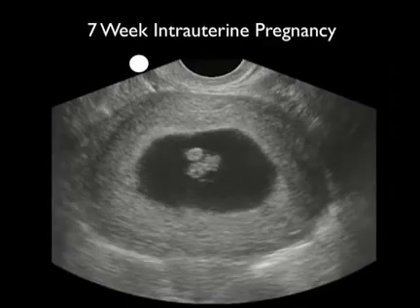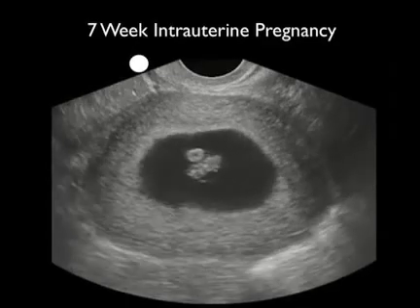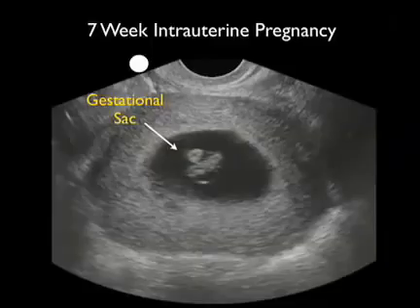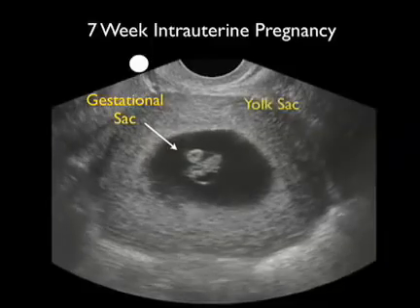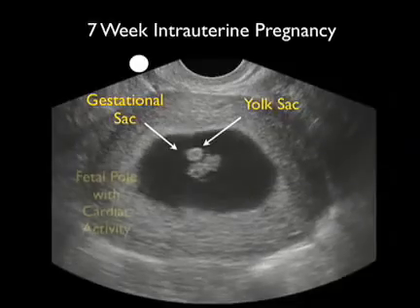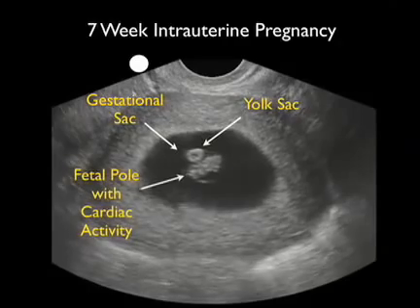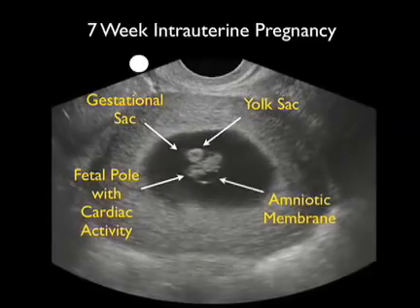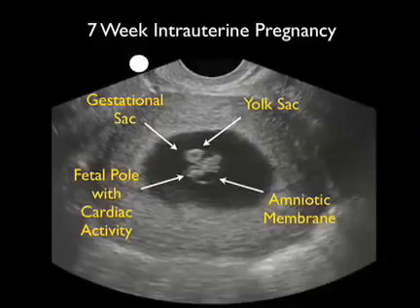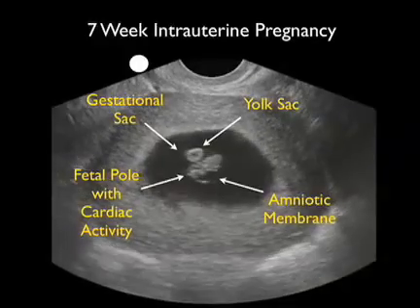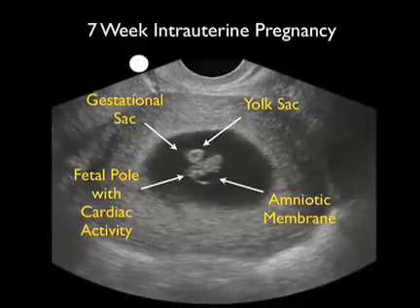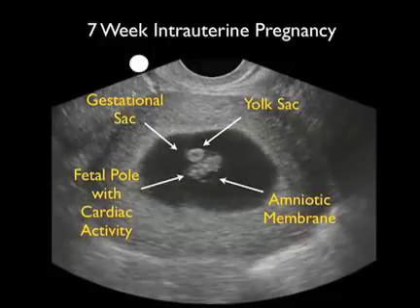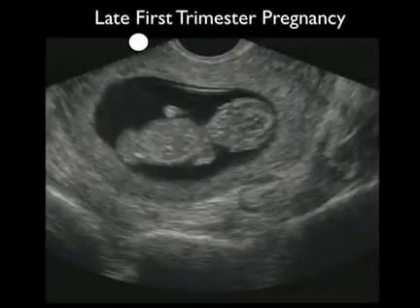Here's a 7-week intrauterine pregnancy on transvaginal sonogram. Notice here the presence of a large gestational sac, and importantly, note the rim of uterus that surrounds the gestational sac. We see the circular yolk sac anterior, and note the fetal pole with well-developed cardiac activity. Now we note here another structure, which is the amniotic membrane billowing out from around the fetal pole. Eventually that amniotic membrane will close down at the outer margin of the gestational sac, forming the amniotic cavity.